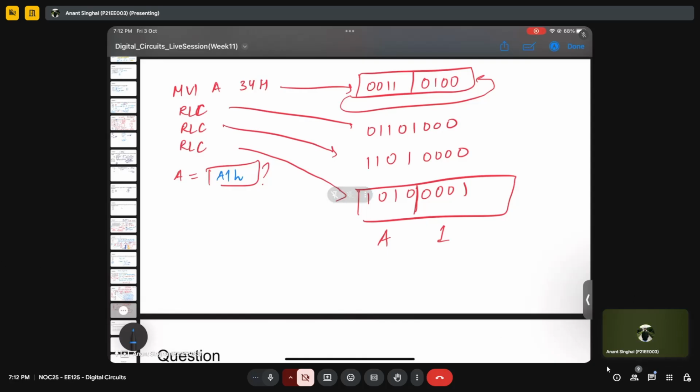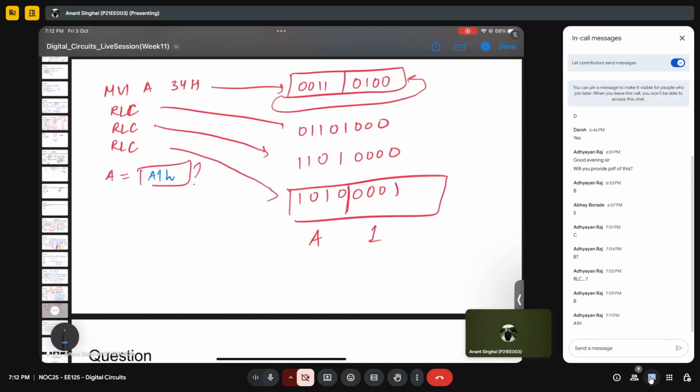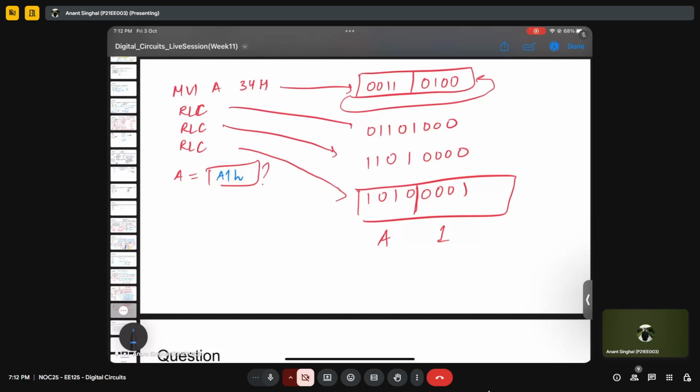I hope you got the same answer, right? Yeah, A1H is the correct answer. You can also write A1H with a capital H, it's completely fine. But yeah, I think I should not write it in the box. So this is A1H. Okay, I hope this is clear.